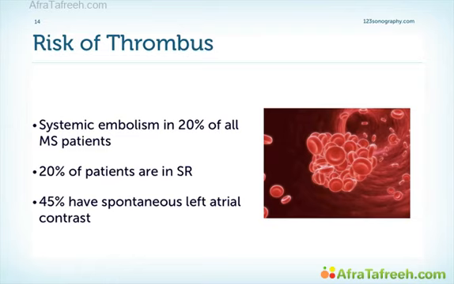So this is what we found in the literature with respect to the risk of thrombus. Well, systemic embolism is very frequent, 20% of all patients with mitral stenosis. Only 20% of patients are in sinus rhythm, and spontaneous left atrial contrast is a very frequent finding which occurs in almost half of patients. So you have to consider these facts both when you perform echocardiography, you have to actively look for a thrombus, and you also have to consider this when you treat patients. You have to think about anticoagulation therapy.